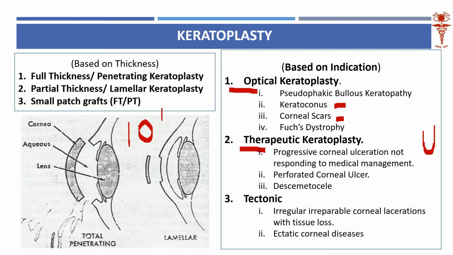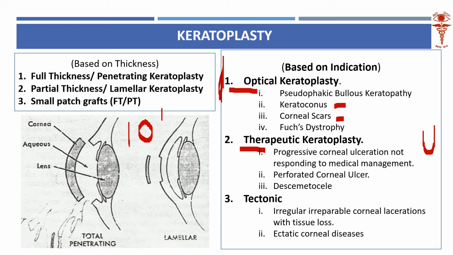Then it is called optical keratoplasty. The main logic to understand is that this is done for vision. The cornea is deformed because of something like opacity or a keratoconus. You have to remove it and place a donor cornea, and the patient will get back his vision.